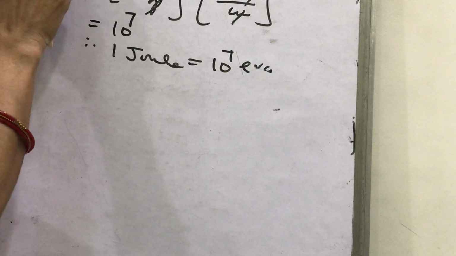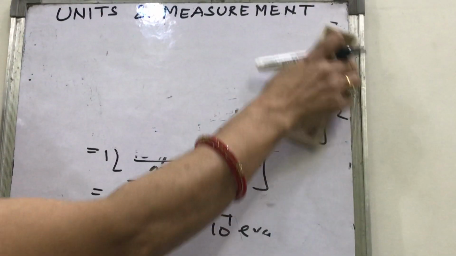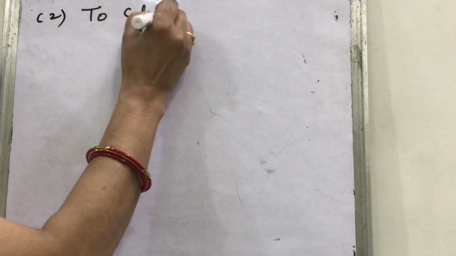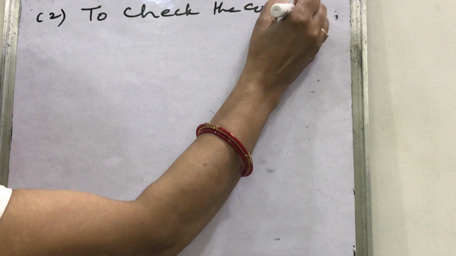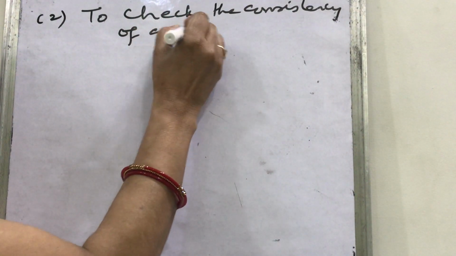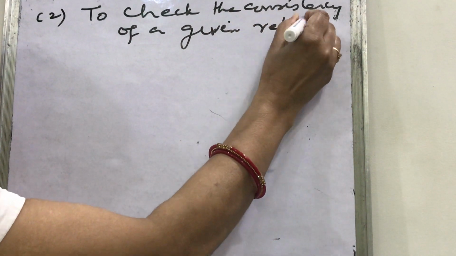Come to the second point. What is the second application of dimensional analysis? The second application of dimensional analysis is to check the consistency of a given physical relation. What do you mean by this? To check the consistency of a given relation.